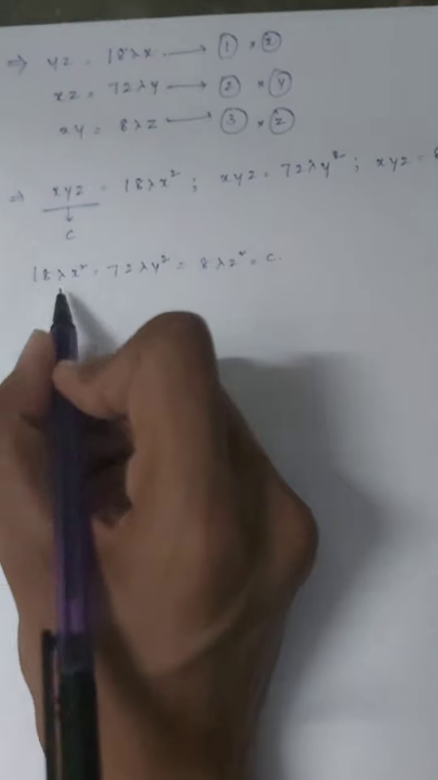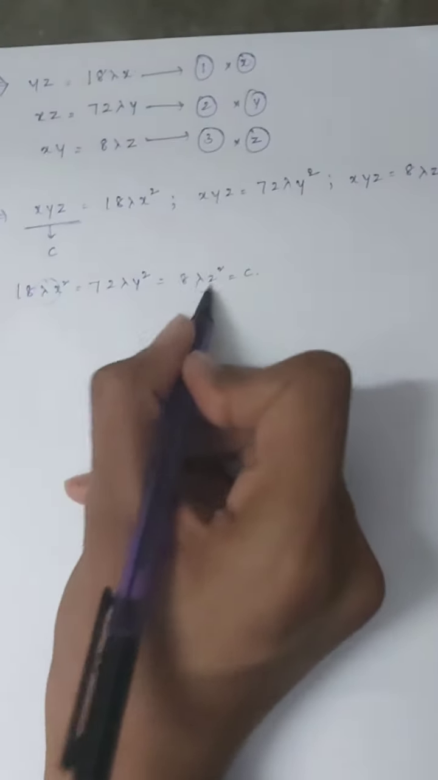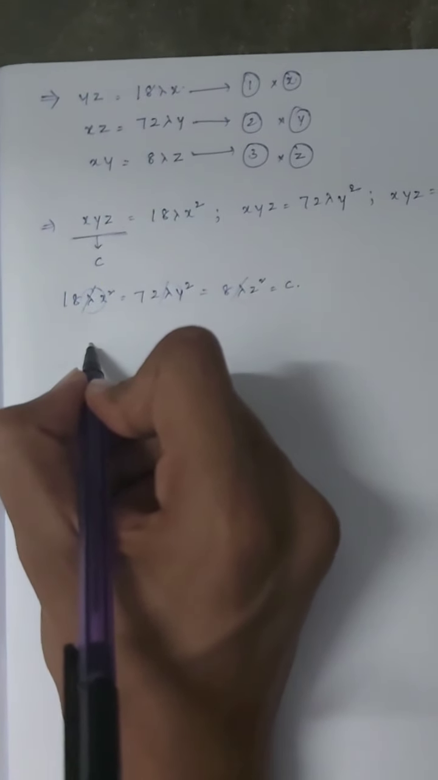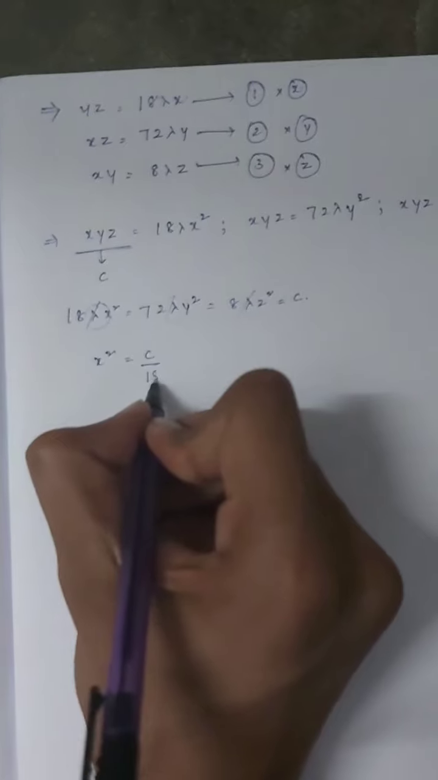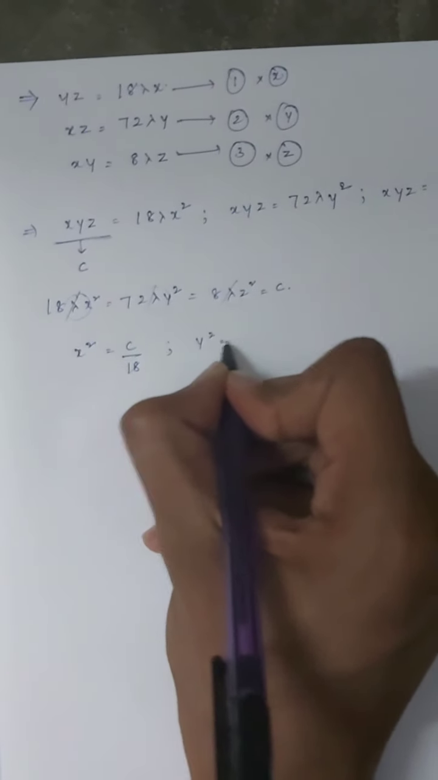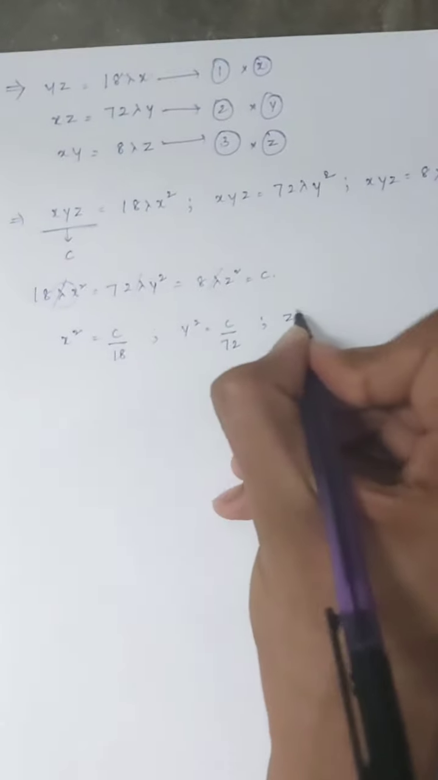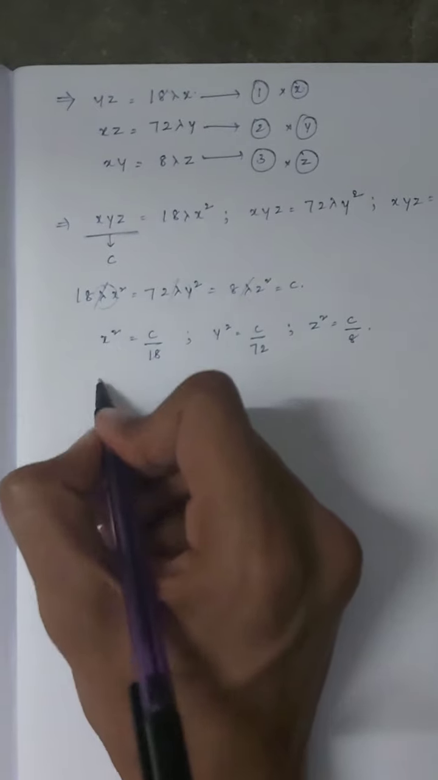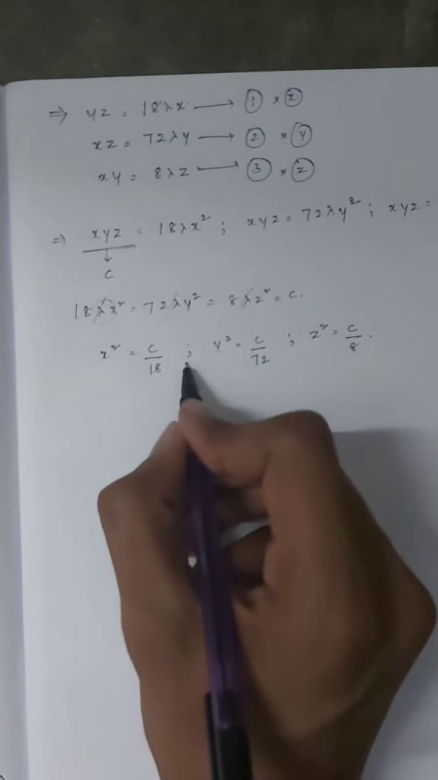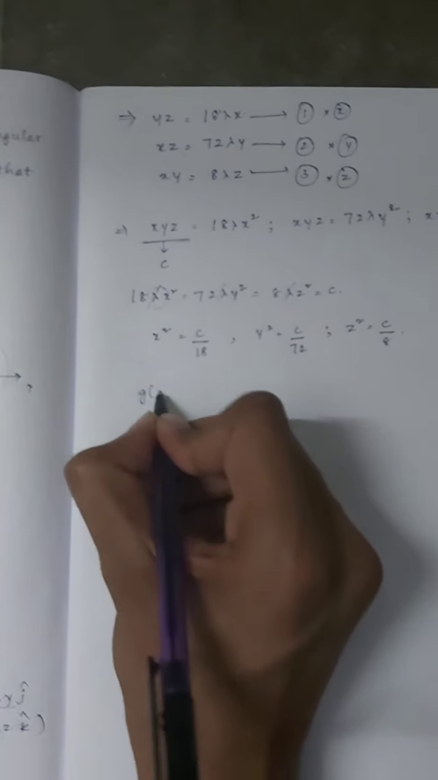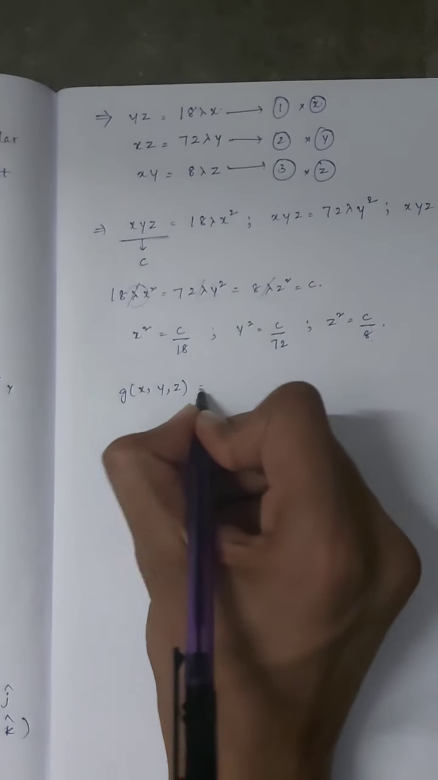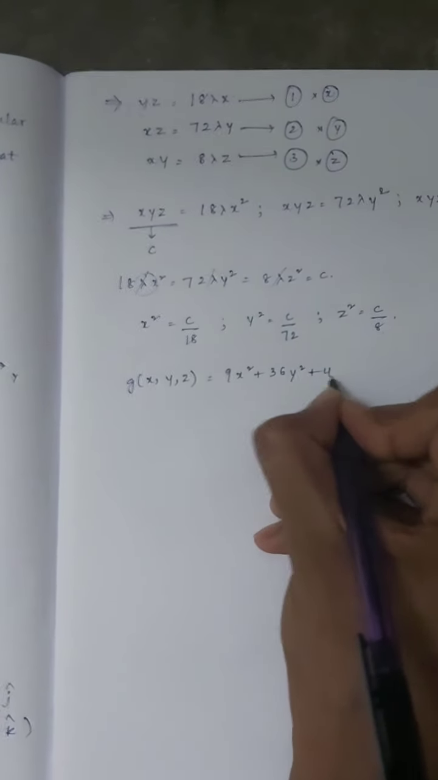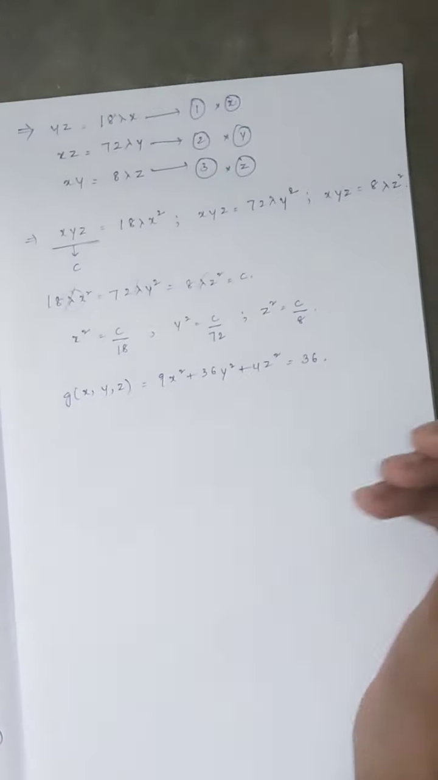Now, as lambda is the same in all these equations, let us cancel it out. x square is equal to c by 18 and y square is equal to c by 72. Also z square is equal to c by 8. As we are done with the x square, y square and z square values, let us substitute in the g function, which is nothing but g(x,y,z) is equal to 9x square plus 36y square plus 4z square, which is equal to a constant, 36.